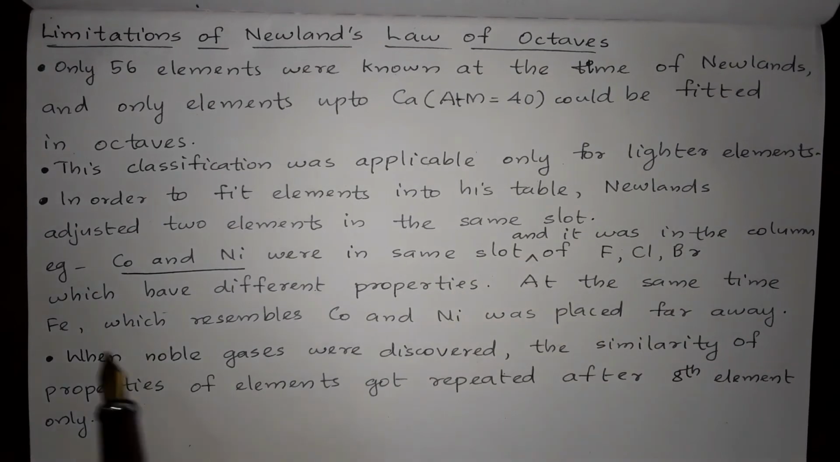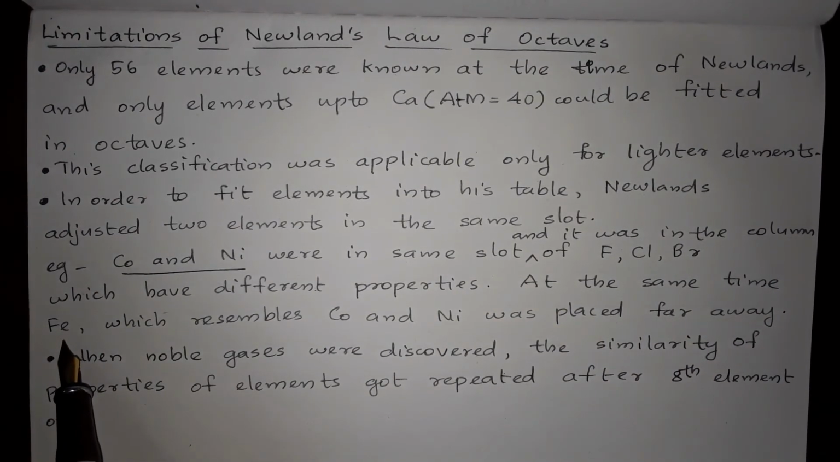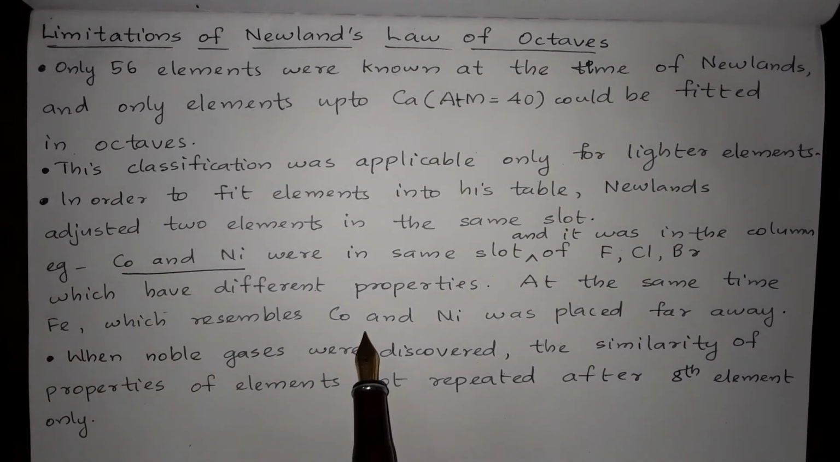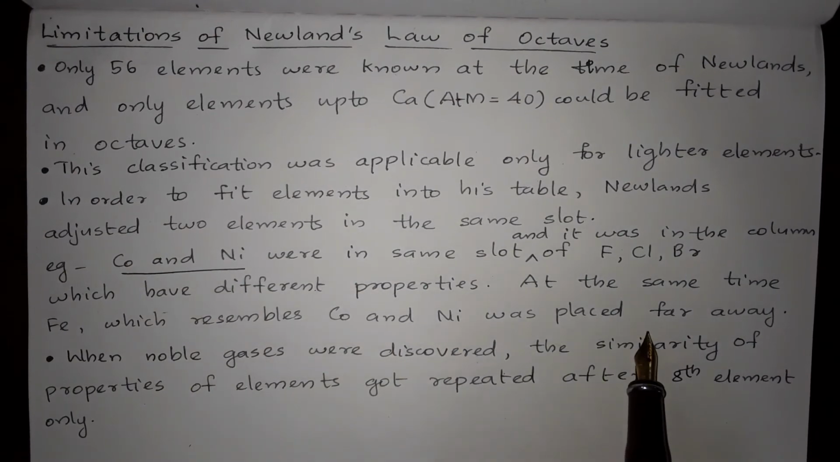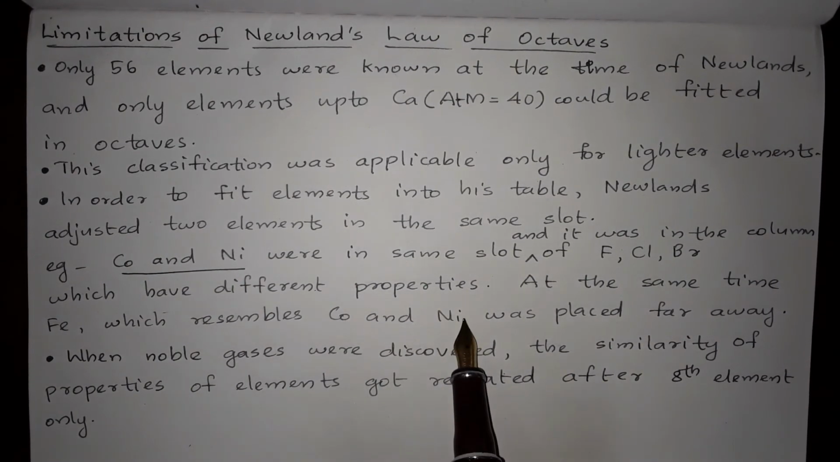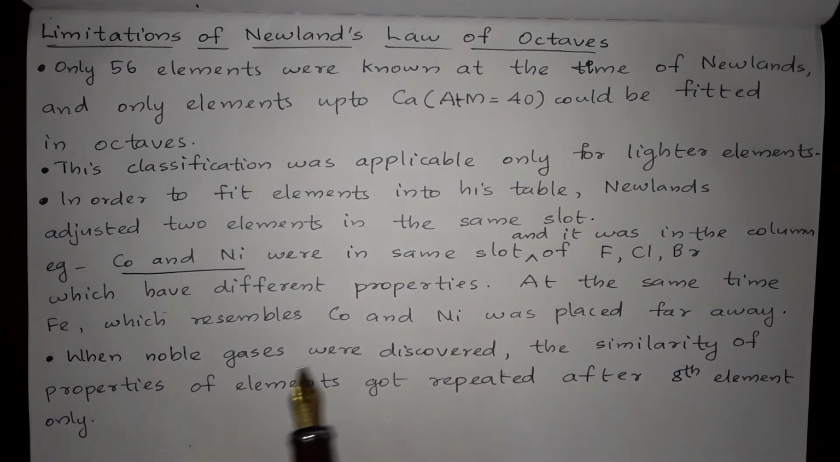At the same time, iron, Fe, which resembles cobalt and nickel, was placed far away from cobalt and nickel. Okay, these were the limitations.